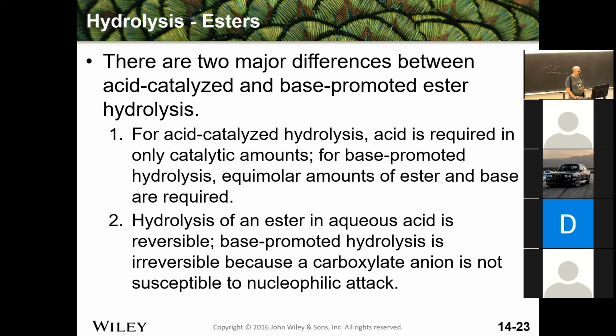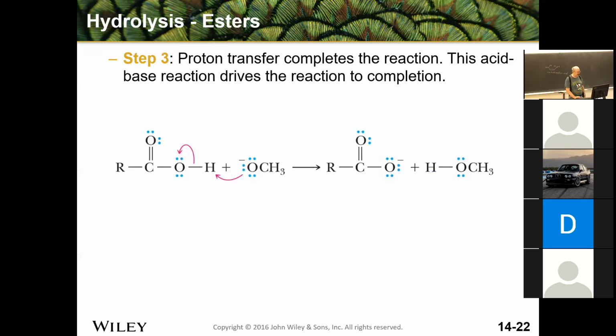Secondly, hydrolysis of an ester in aqueous acid is reversible. Base promoted hydrolysis is irreversible because a carboxylate anion is not susceptible to nucleophilic attack. This is the carboxylate anion here. This is not susceptible to additional nucleophilic attack, so the reaction stops there.